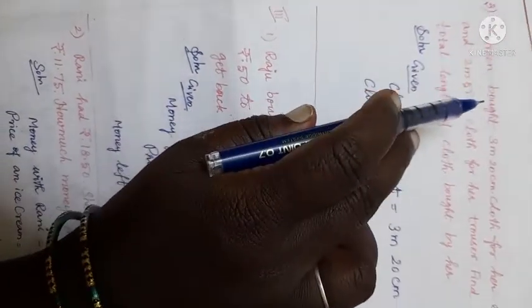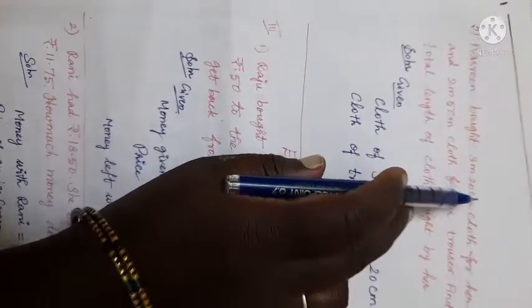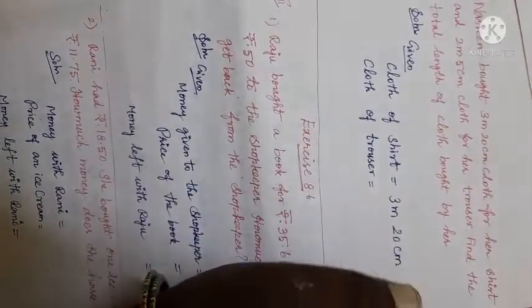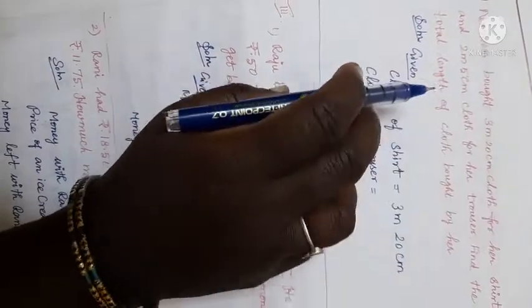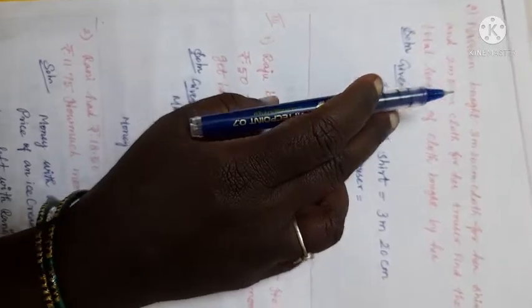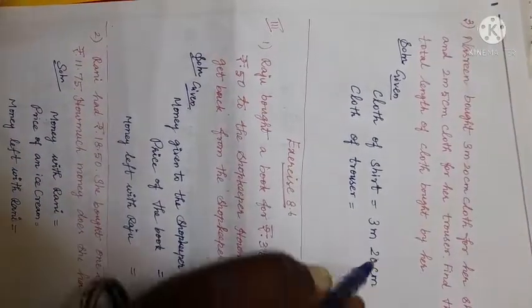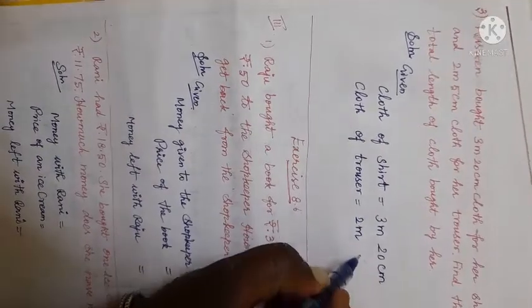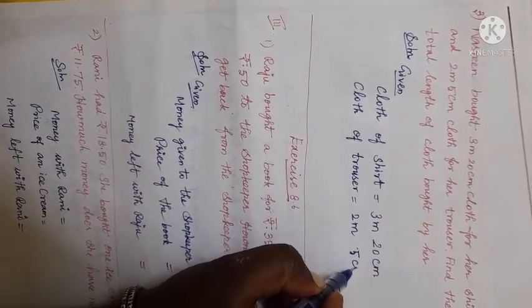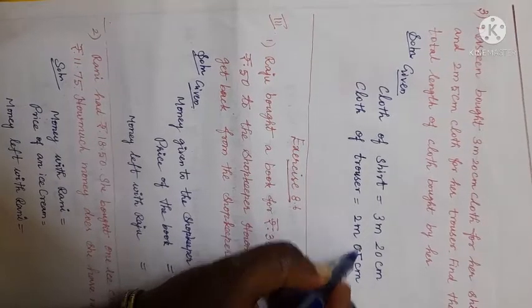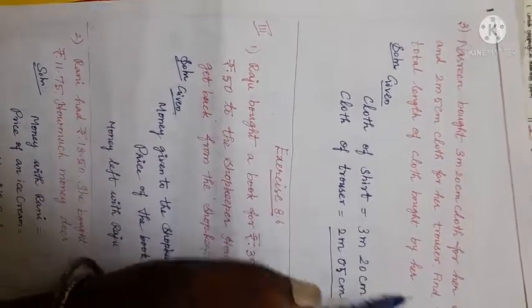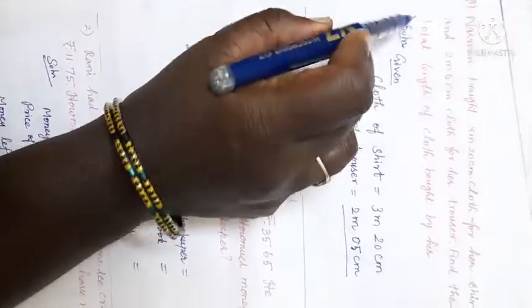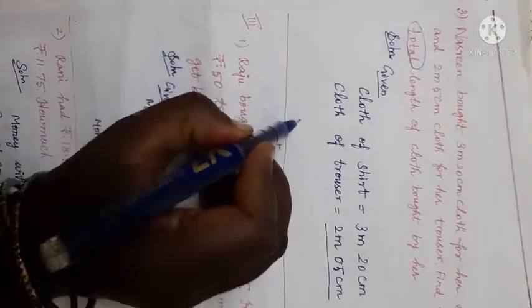See, Nasreen bought 3 meter 20 centimeter cloth for her shirt. For her shirt purpose she bought this much, 3 meter 20 centimeter. She bought for the trouser 2 meter 5 centimeter. In front you should put 0, children. 2 meter 5 centimeter. Now see here, find the total length. The word indicates total. Same. So total length of cloth.